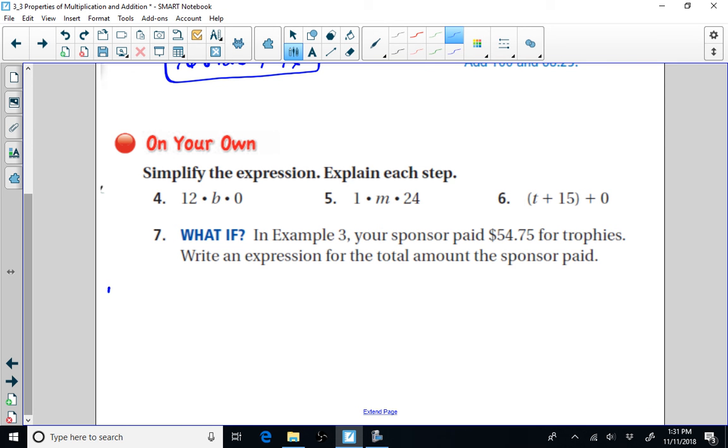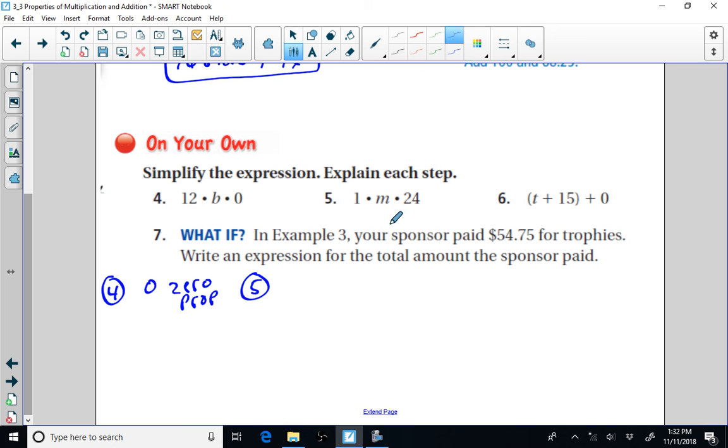All right. Problem 4. If I'm simplifying the expression and explaining each step, first we have the 0 property. So b times 0 is going to be 0. All right. And then 12 times 0 is going to be 0. So that's going to be 0 for the answer. And if I'm explaining each step, that's my 0 property.